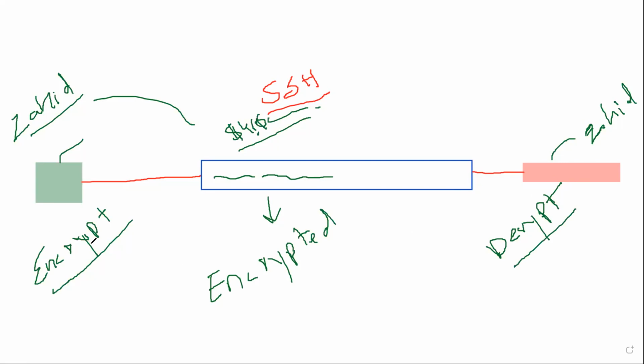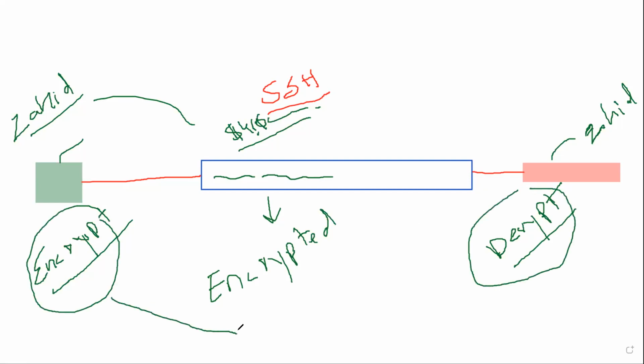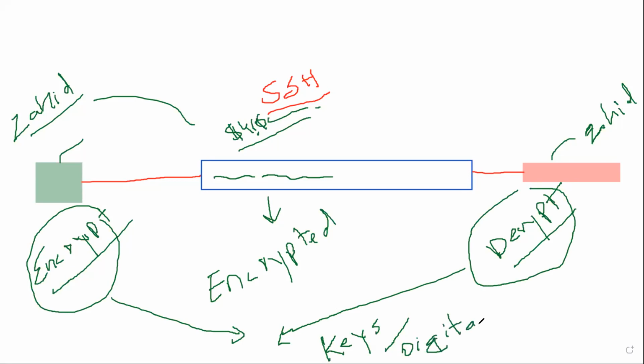But the question is, based on what will this be encrypted and based on what will this be decrypted, dear students? For this purpose, SSH will use keys, not our lock keys, but digital keys. This is called crypto keys. These keys will be digital keys.